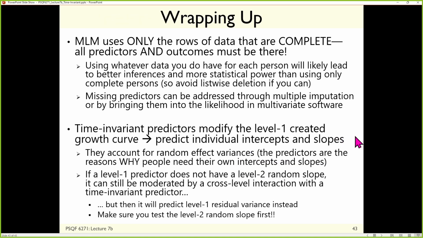All right, 1:40, hitting the wrap-up slide just in time. So, take-home messages. This is not going to do well for missing predictors. The cases are getting deleted whether you like it or not. And the purpose of time-invariant predictors is to modify the growth curve. So it tells you why intercepts and slopes differ across people. If the effects they're trying to moderate are random, it explains that random pile. If they're not random, it explains residual instead. Ta-da!